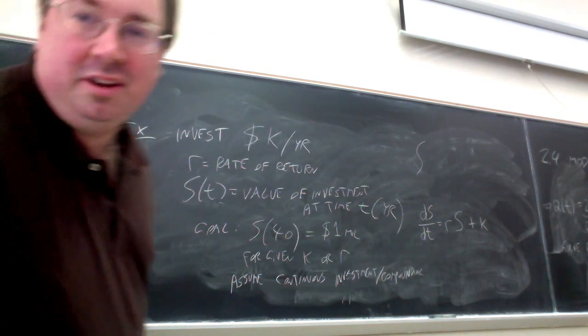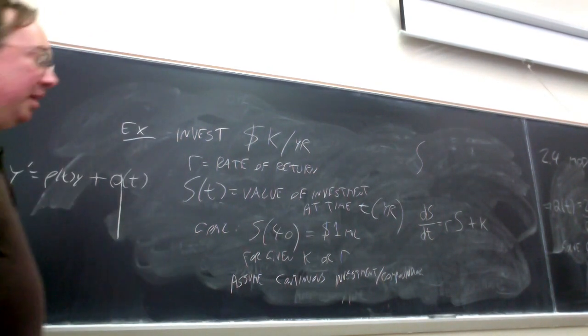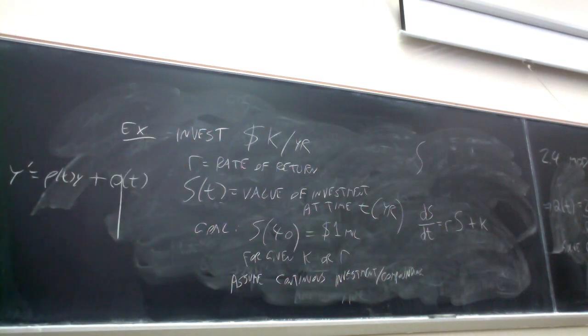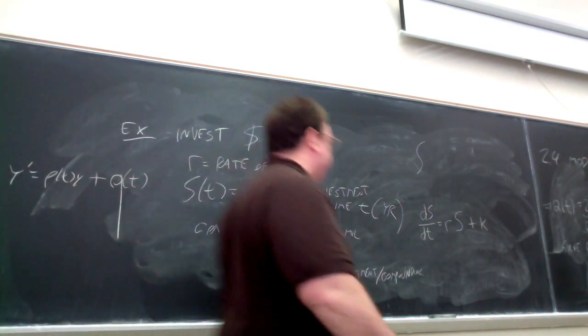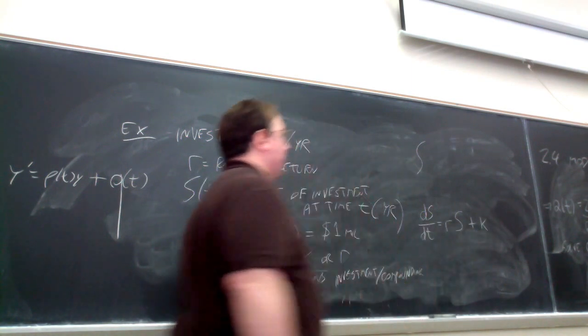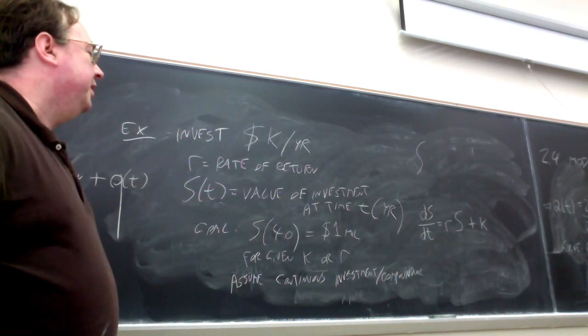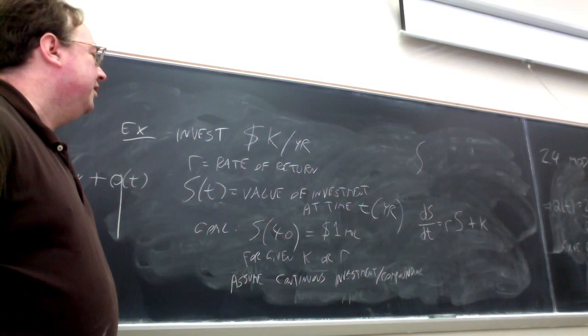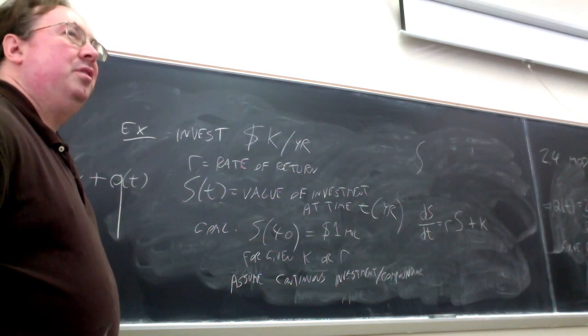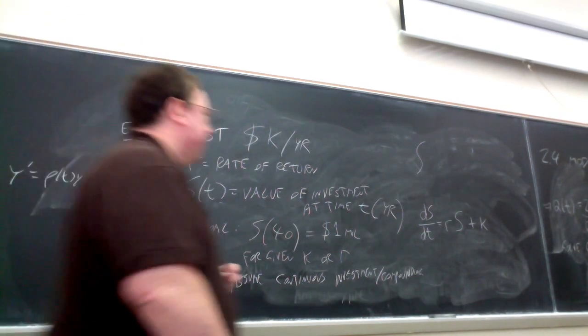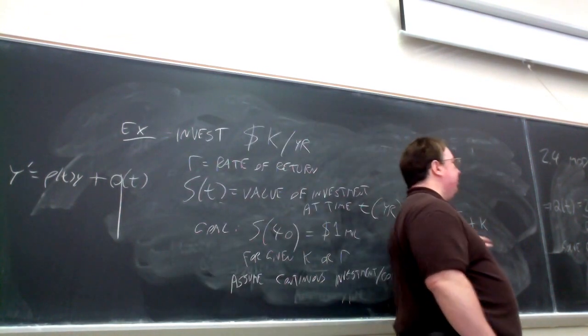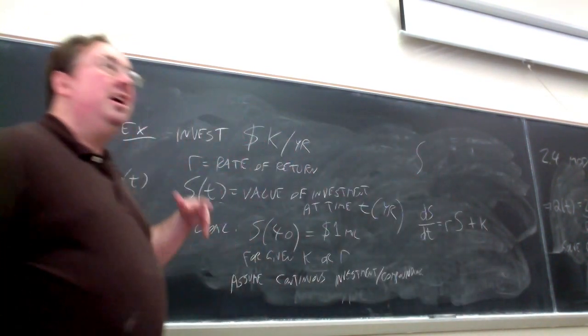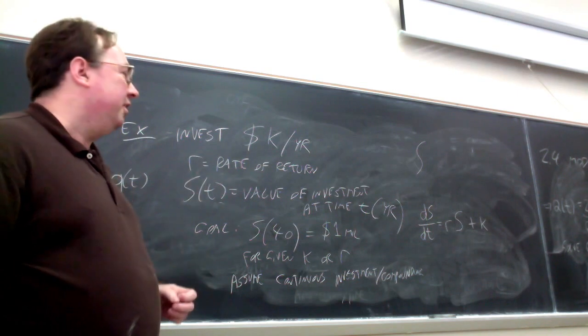Okay. Time is running short. Now, what kind of equation is this? It's a linear equation, but because of the presence of K here, well, actually, wait a minute. K is a constant. It is separable. If K was an actual function of T, so the annual investment was varying over time, then it would only be linear and not separable.